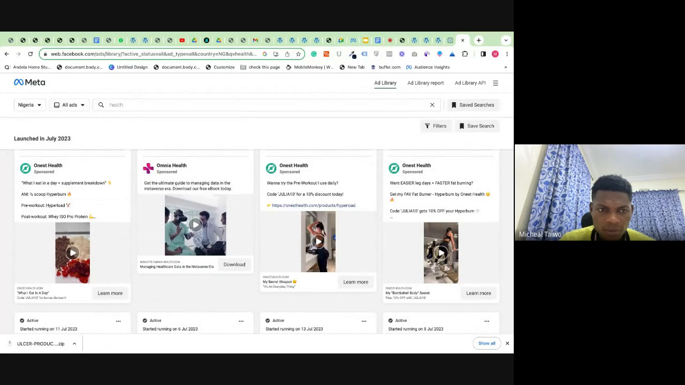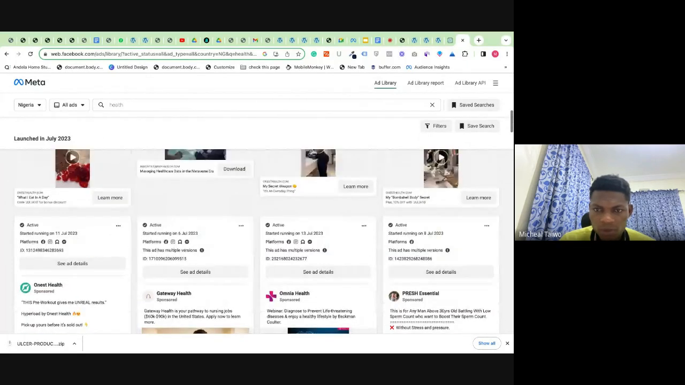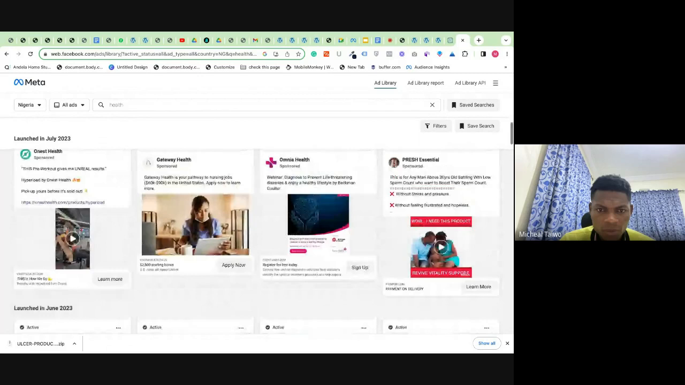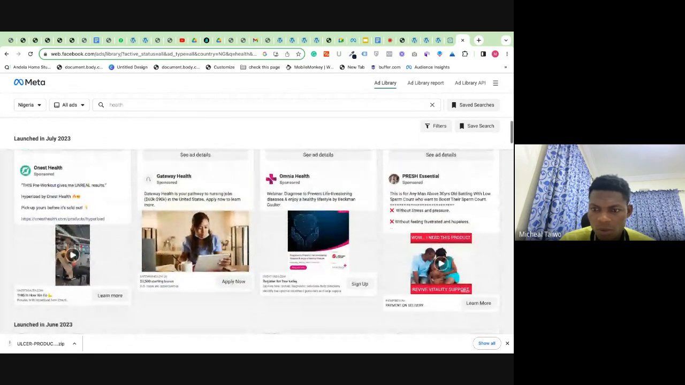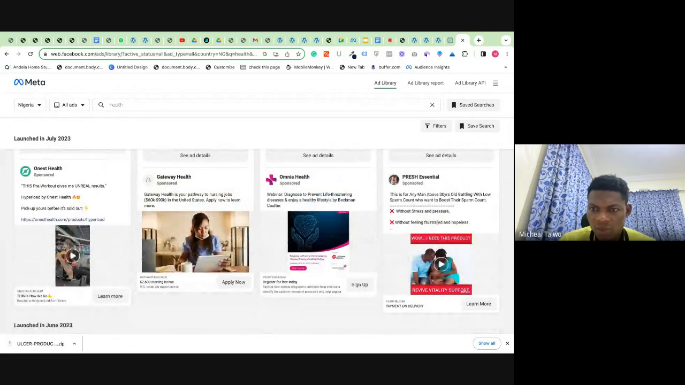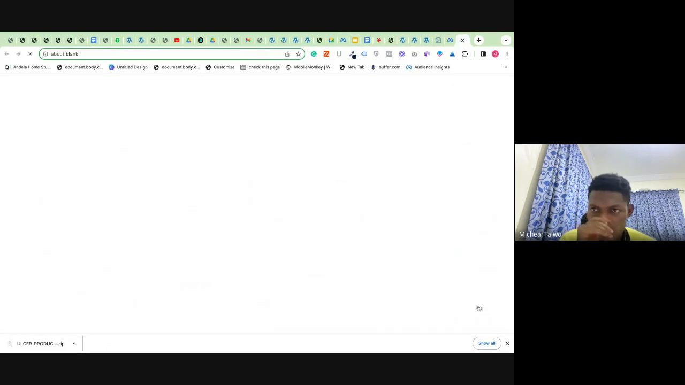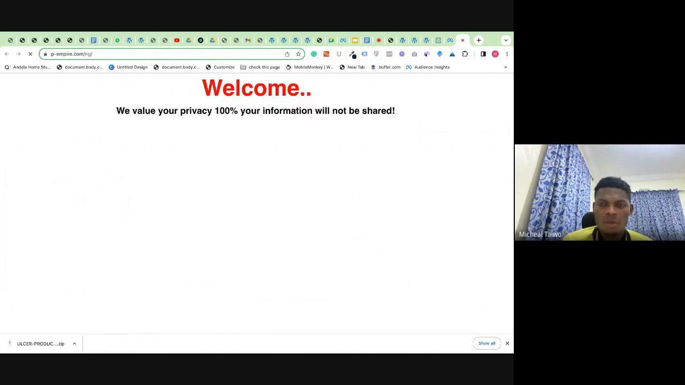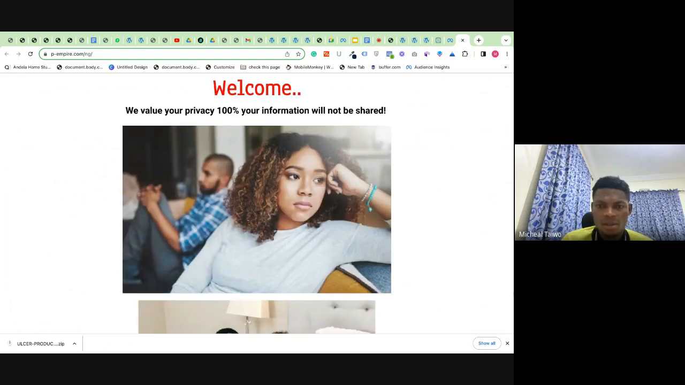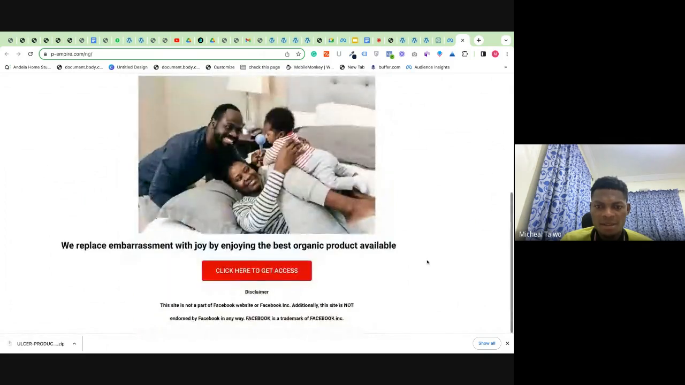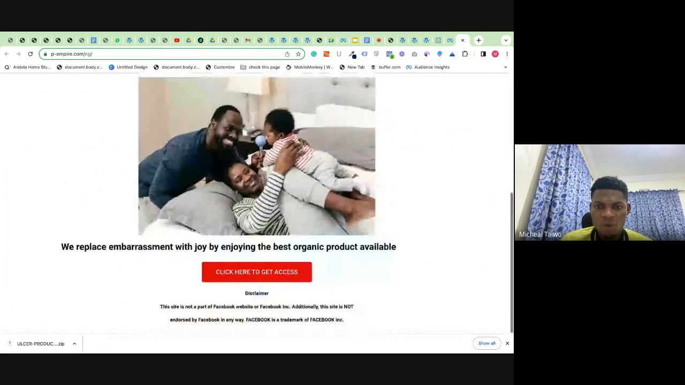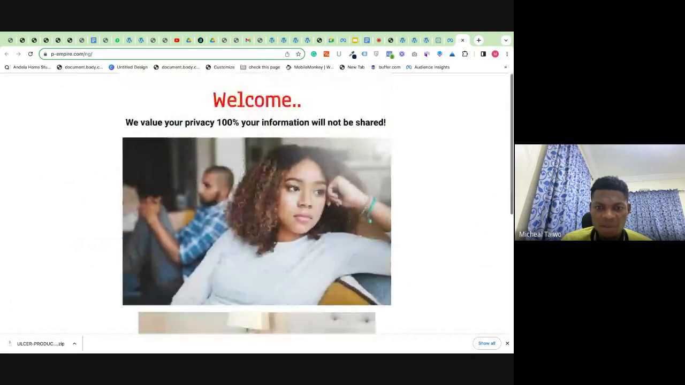Okay, now let's see this one. Okay, cool. This one is basically using thumbnail. Awesome. Now who can tell me what this is? If you have been following me, who can tell me what this is? This page I'm in currently.